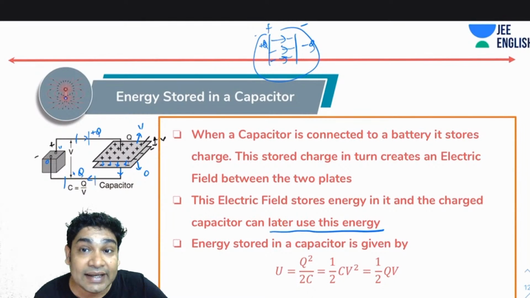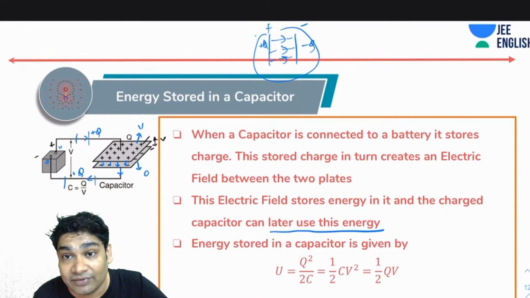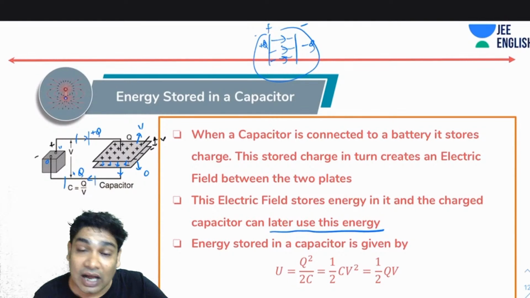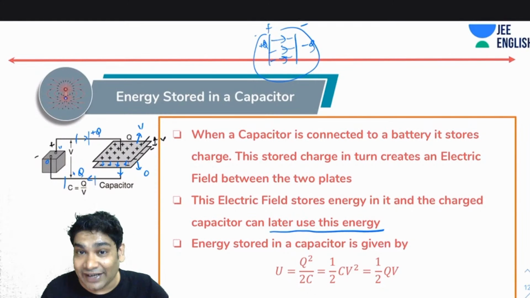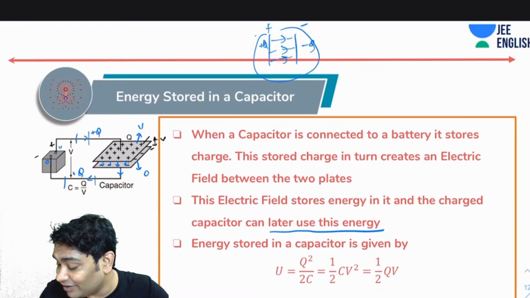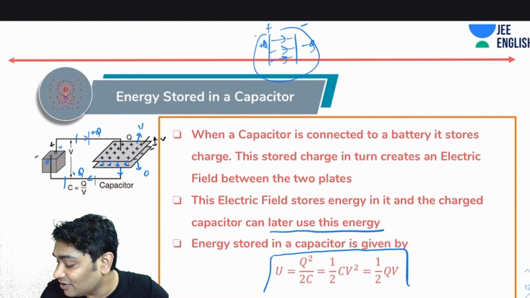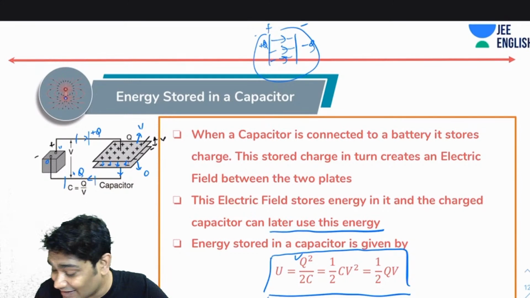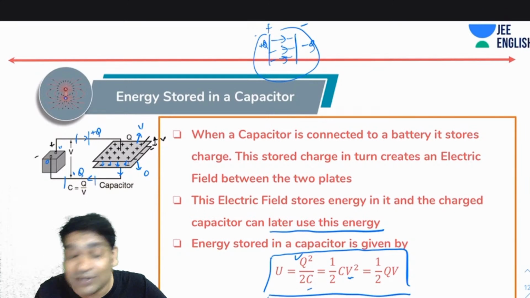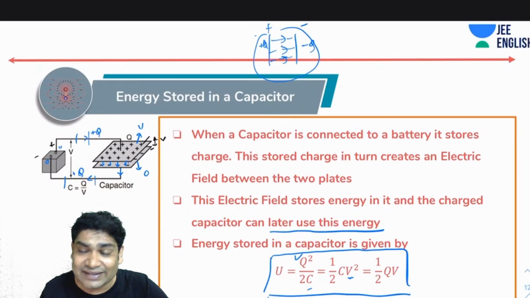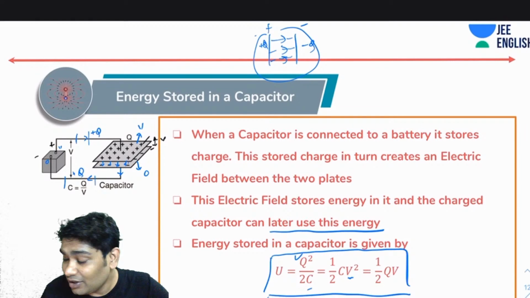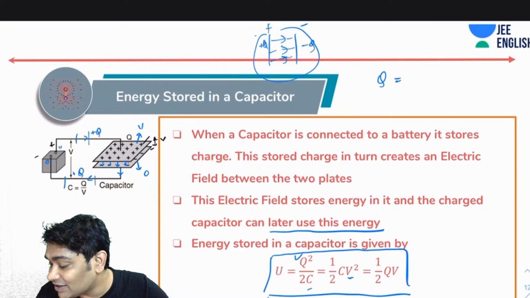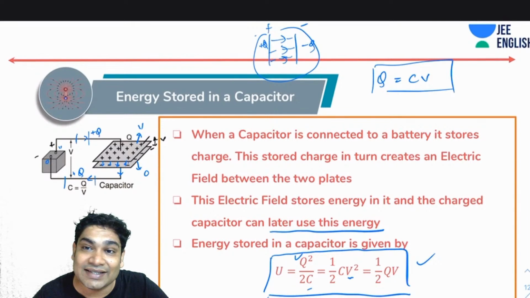Now I'm saying that the energy stored in a capacitor can be given by Q squared over 2C, or half CV squared, or half QV. So how are we getting this expression? This is the amount of energy which gets stored in a capacitor, where Q is the charge on the capacitor, C is its capacitance, and V is the potential difference between the two plates. You will realize all these three equations are one and the same because you can use the fact that Q equals CV. If you use Q equals CV, then you will realize all three are the same.